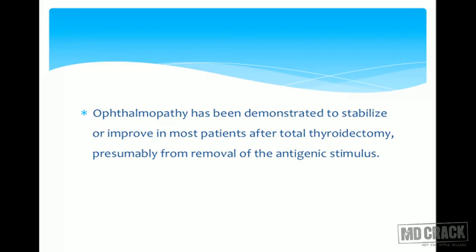Along with the other aspects of treatment, it is the surgical treatment only which will reduce the ophthalmopathy. Ophthalmopathy has been demonstrated to stabilize or improve in most patients after total thyroidectomy, presumably from removal of the antigenic stimulus. So patients who have more ophthalmopathy should be offered surgical treatment.